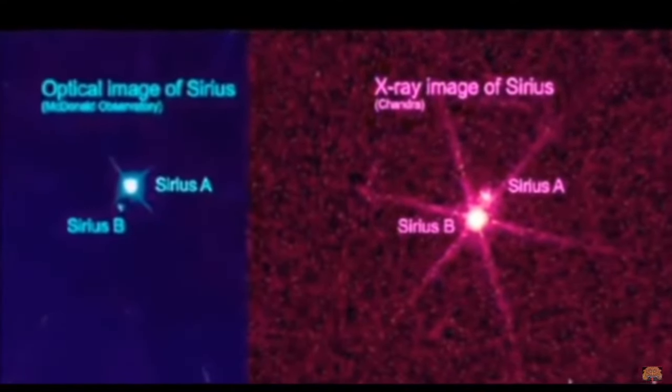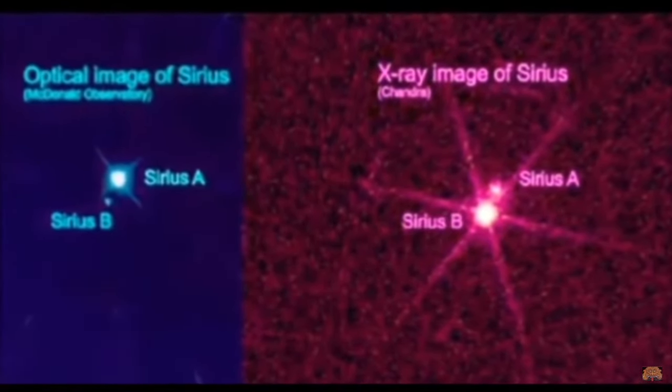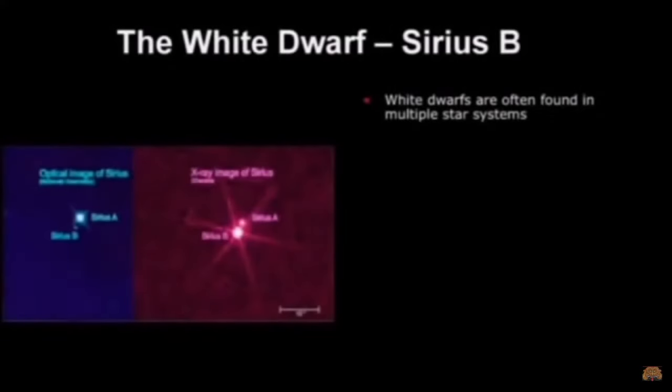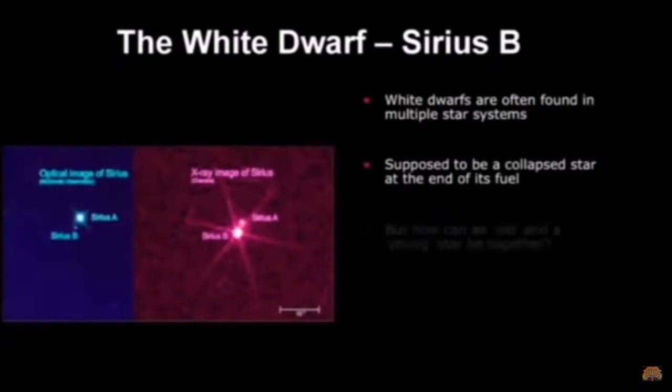There's nothing special about that. It can be an ordinary star. It's just that its partner may have usurped most of the current. It's supposed to be a collapsed star at the end of its fuel. But how can an old and a young star be together? Because here you have an old and a young star, so to speak, under the conventional ideas, together.